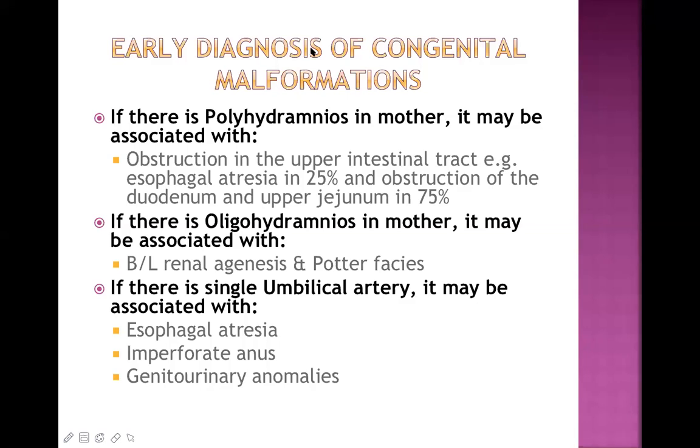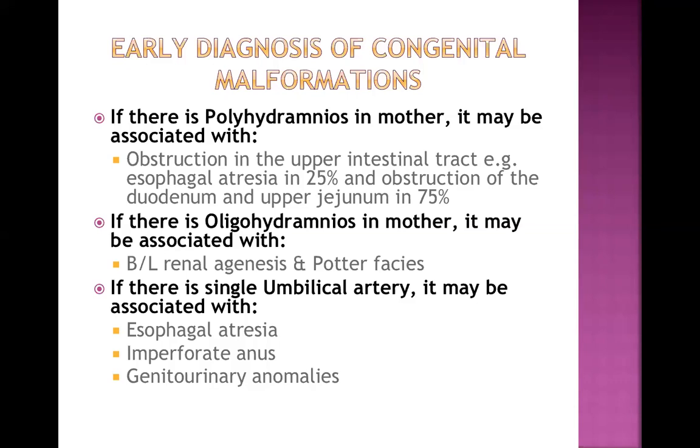Now see here, if there is polyhydramnios in the mother, it may be associated with obstruction in the upper intestinal tract, like esophageal atresia in 25% and obstruction of the duodenum and upper jejunum in 75% of the cases. This is known as esophageal atresia, duodenal atresia, or jejunal atresia. It is very commonly associated with polyhydramnios in the mother. I'm sure you already know this point.